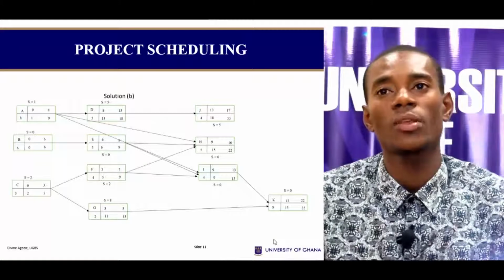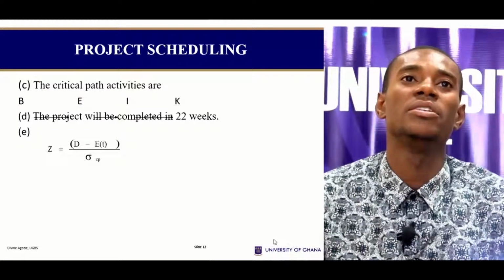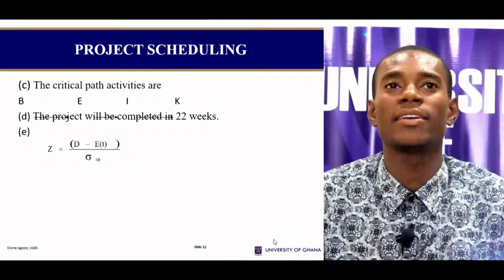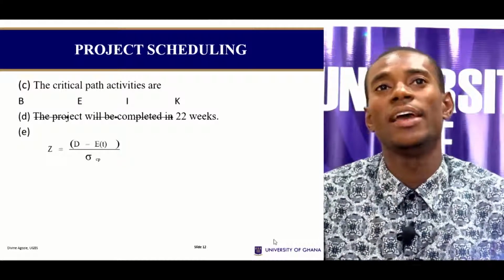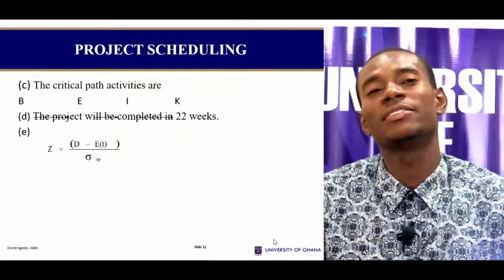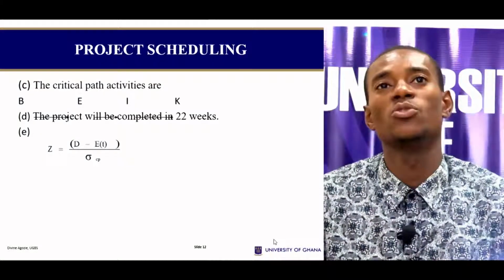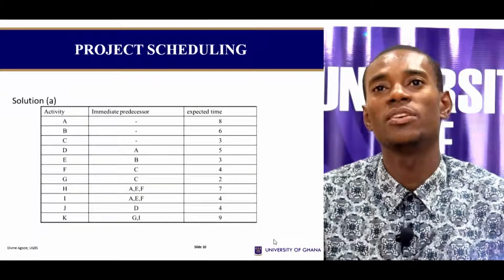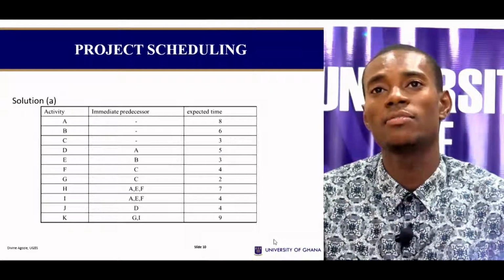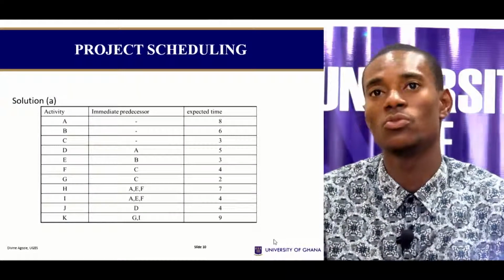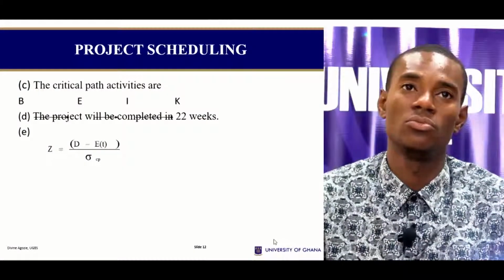Okay, so we found out that the project completion time is 22 weeks. Our critical activities are B, E, I, and K. If you fix in the arrows, you would have B to E to I to K. And if you want to confirm this, go back and sum the expected times of these. B is 6, E is 3, I is 4, and K is 9. If you add these values, they sum up to 22, and that gives you a confirmation of our project completion time.